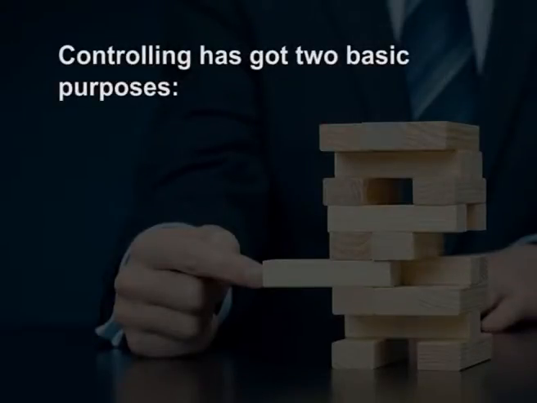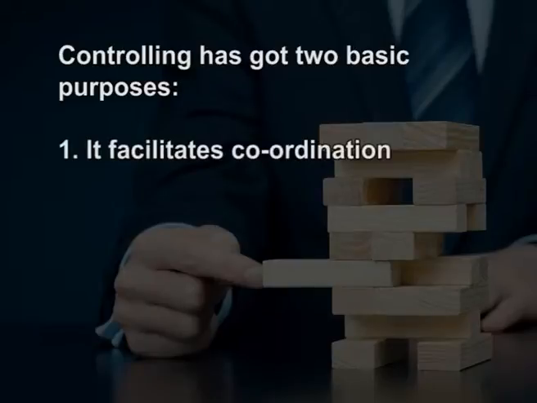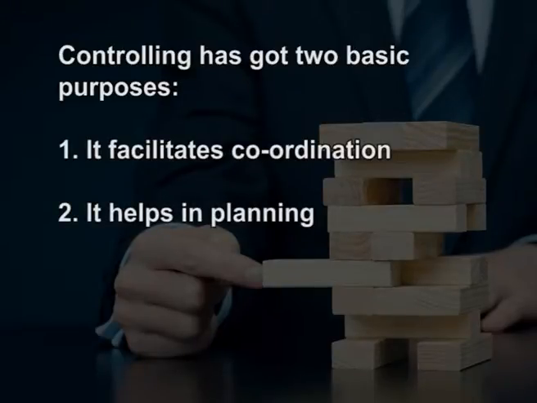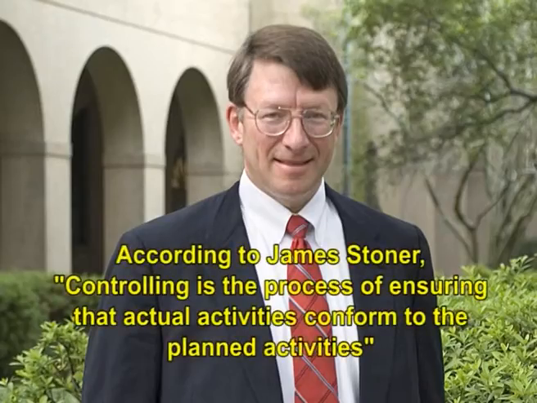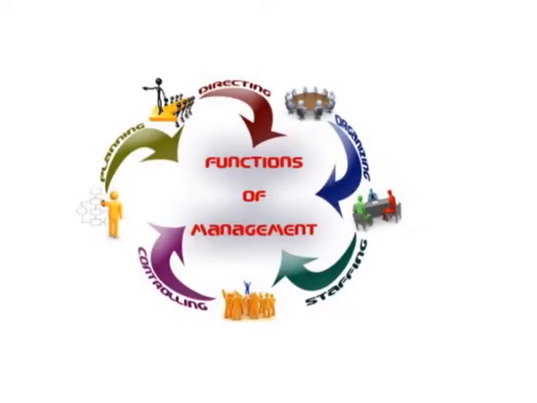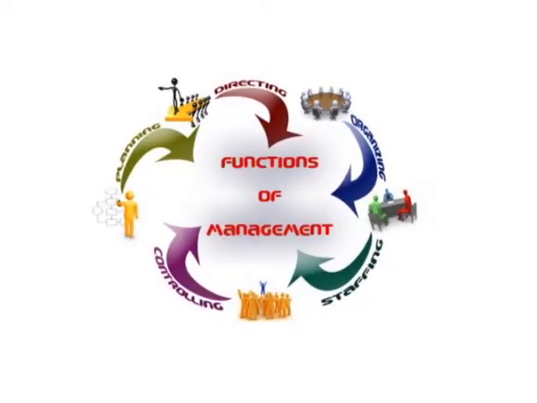Controlling has got two basic purposes. Firstly, it facilitates coordination. Second, it helps in planning. According to James Stoner, controlling is the process of ensuring that actual activities conform to the planned activities. The following are the characteristics of the controlling function of management.